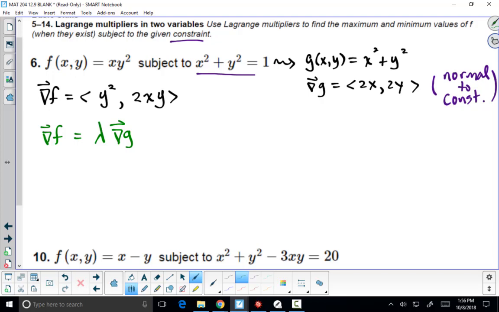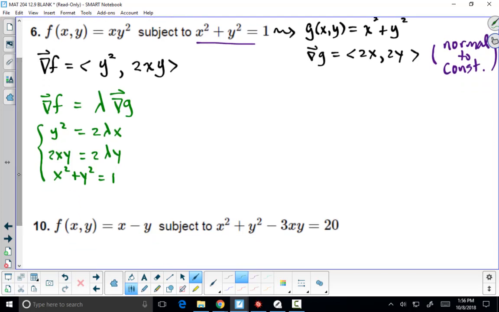So if we want to set up this system of equations, y squared will equal 2 lambda x. You can draw a lambda, it's not too hard. And then 2xy equals 2 lambda y. Now, we have three unknowns. We've got x, we've got y, we've got lambda, so we need one more equation. Anyone know what the third equation will be? The constraint. The constraint will be the last equation. So now we have three equations and three unknowns, and we can find our Lagrange critical points.